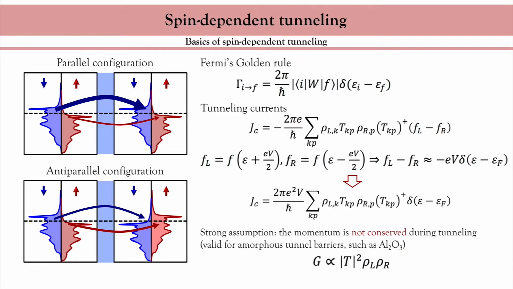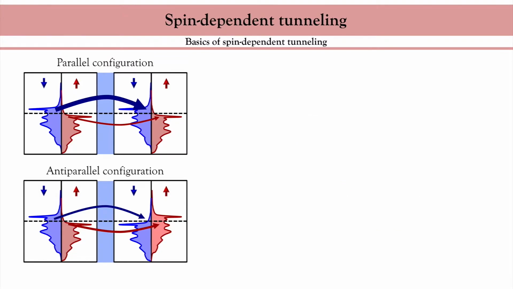We will consider the case of a thick, high, and amorphous tunnel barrier. So I essentially drop the momentum dependence and obtain the conductance of my tunnel junction as a product of the square of the tunneling matrix element with the densities of states of the left and right electrodes. Jumping from there to the tunneling magnetoresistance is quite simple.